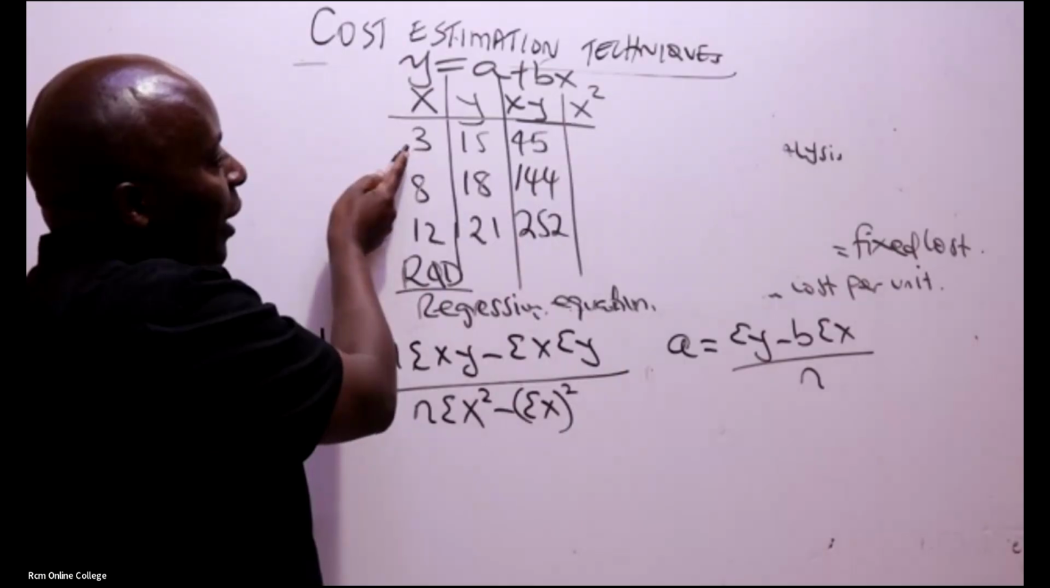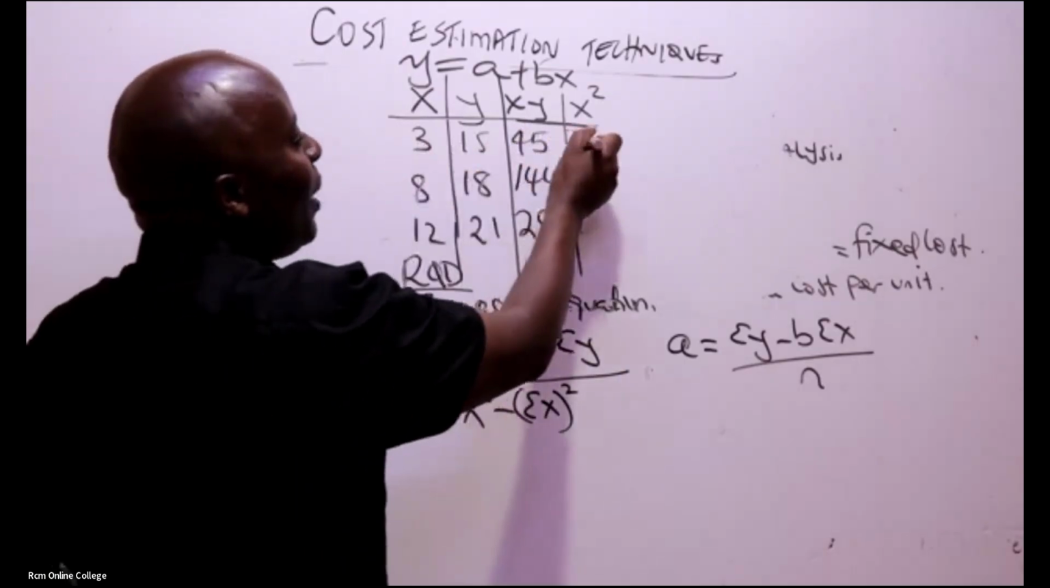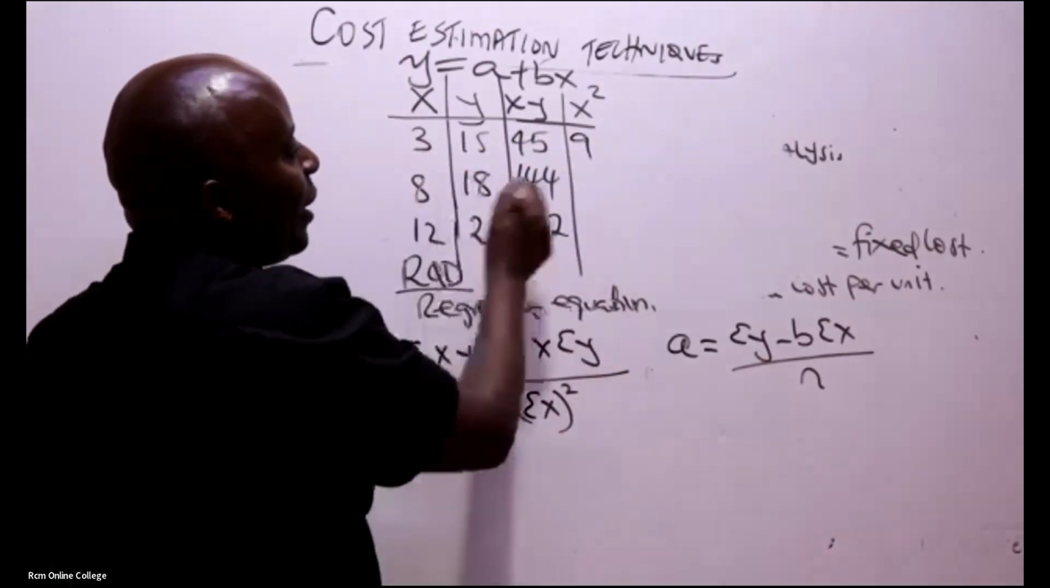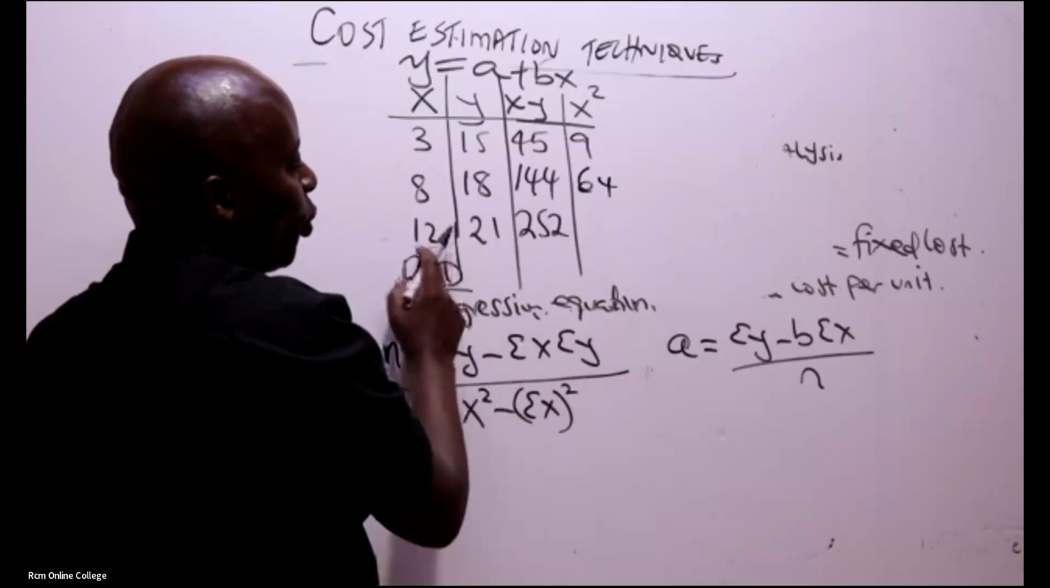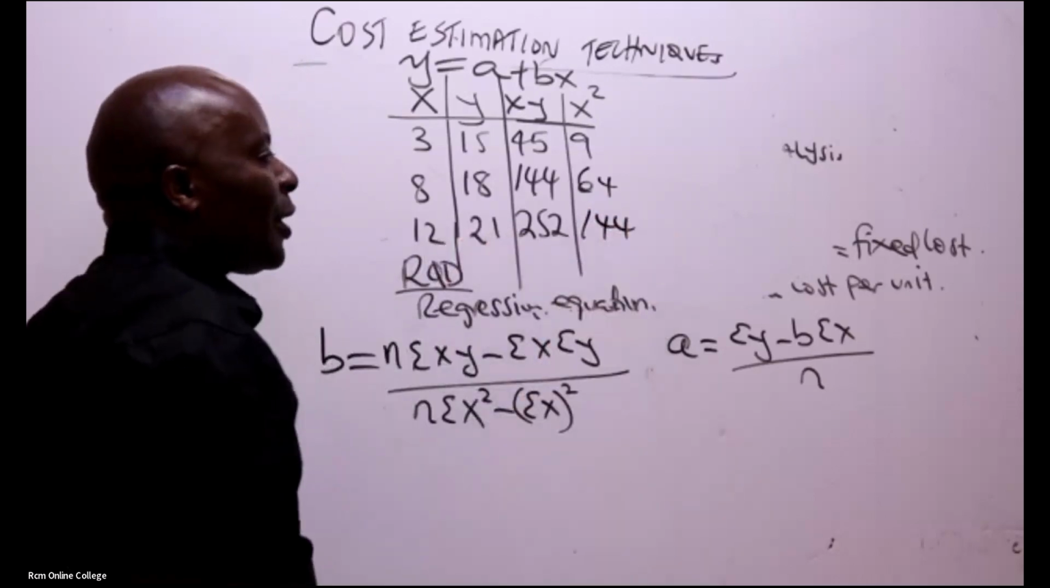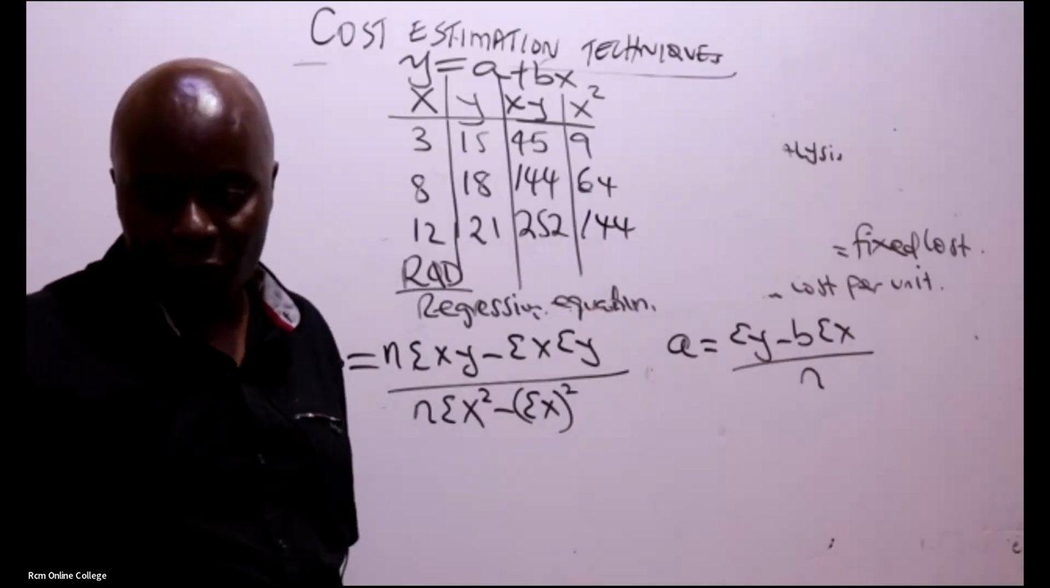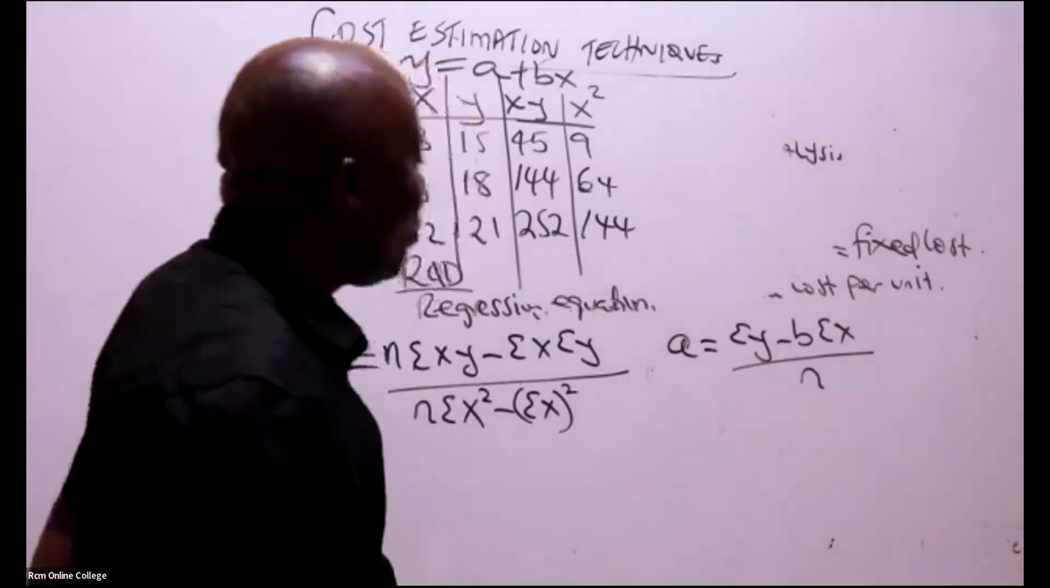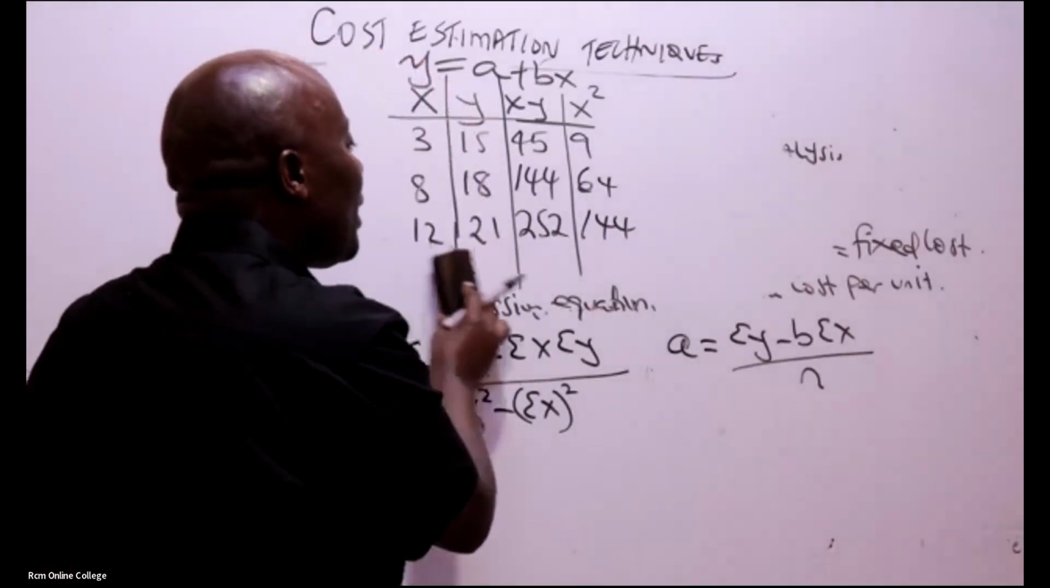Then come and square x. So this is x. When I square this, it will be 9. 8 squared gives us 64. 12 squared gives us 144. After that, my great students, regression is a sigma model.